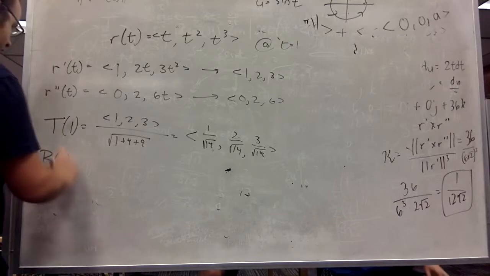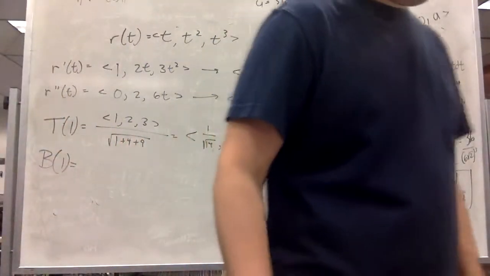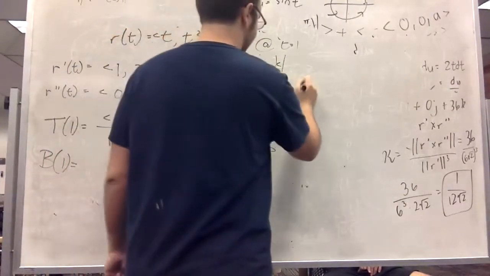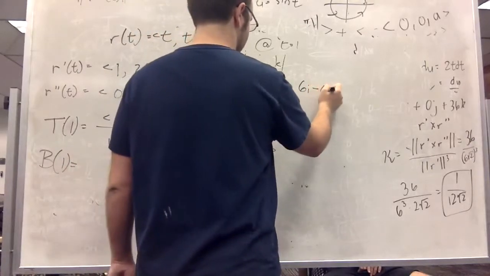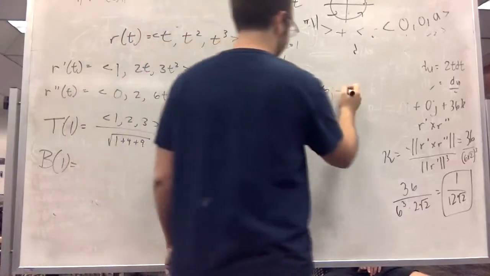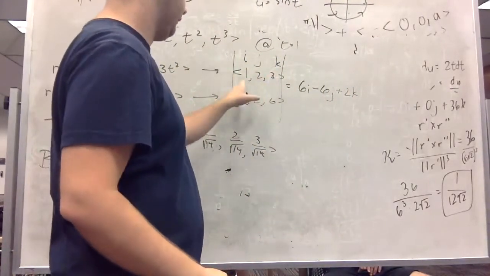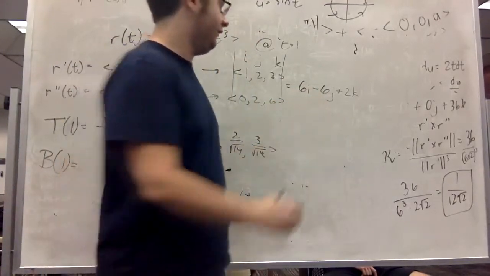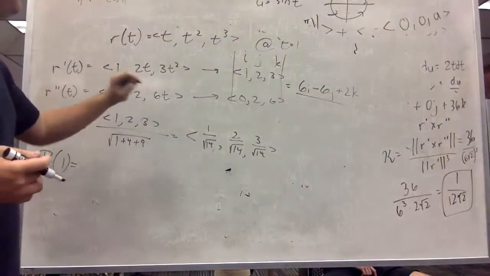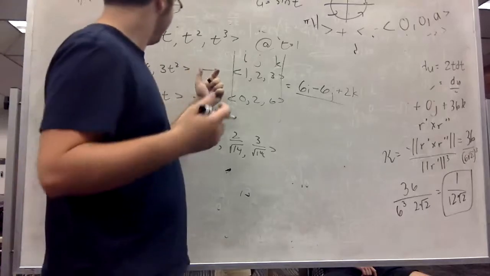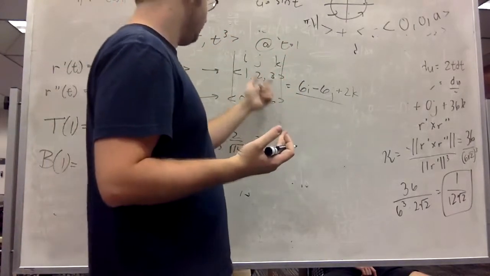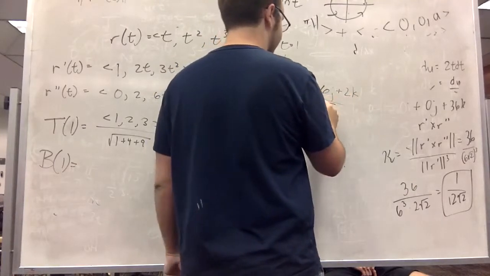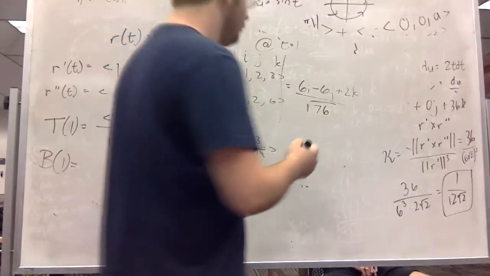B is given by the formula in the top middle of your page: r prime cross r double prime. So I have to cross these vectors really quick. 12 minus 6 is 6. Minus 6 is 6. Negative 6. This would be B, except it's not currently a unit vector, so we have to divide by its magnitude. 1, 2, 3, 0, 2, 6. 6 squared is 36, plus 6 squared is 36, 72, plus 4 is 76, which is 4 root 19.